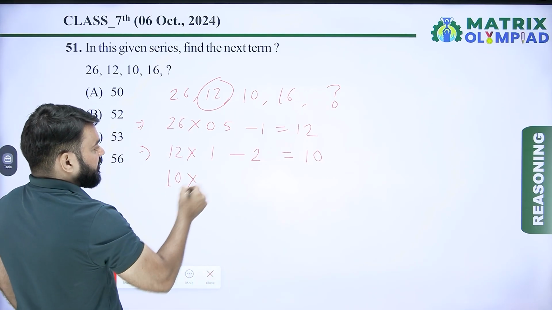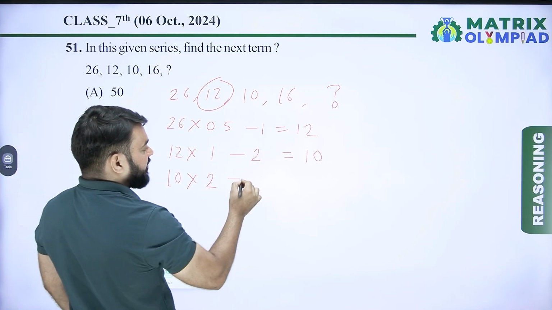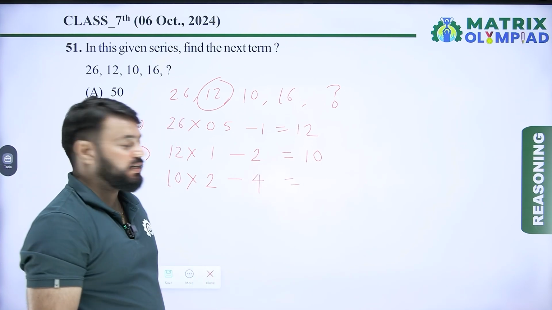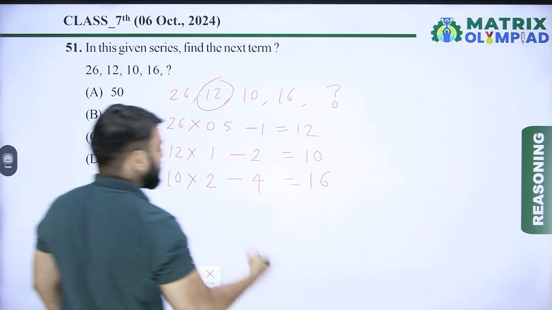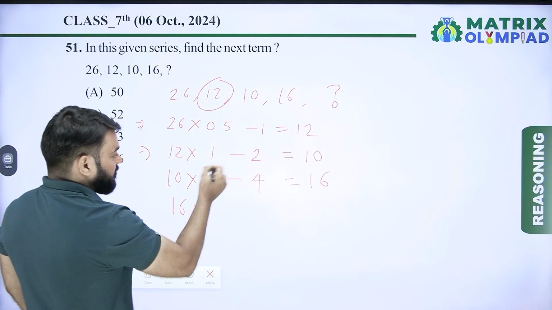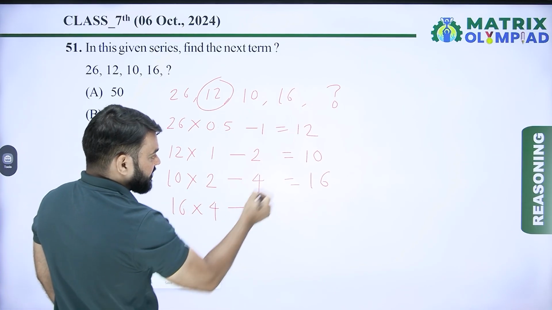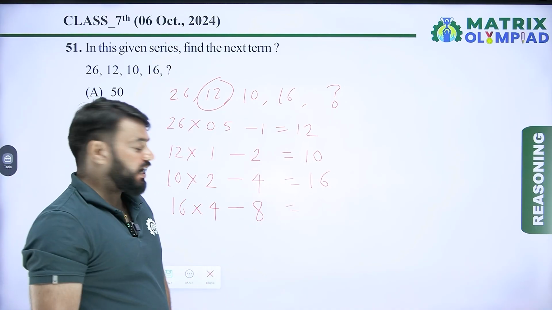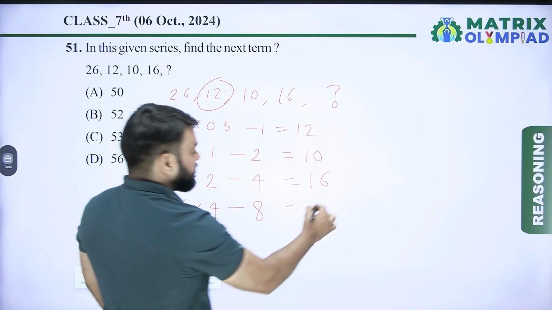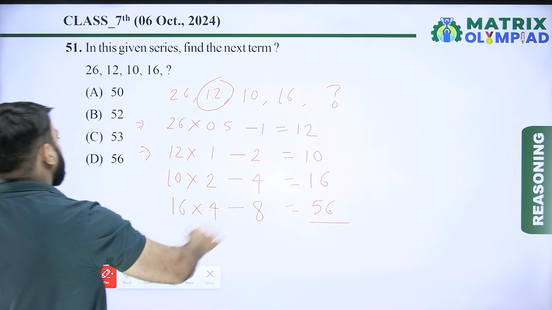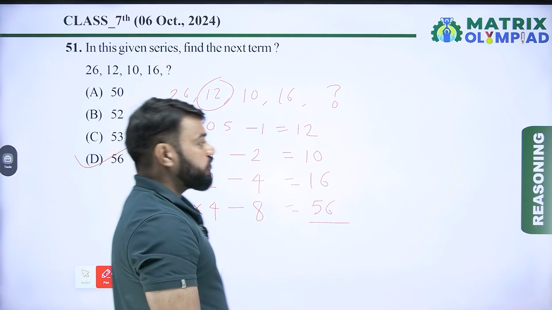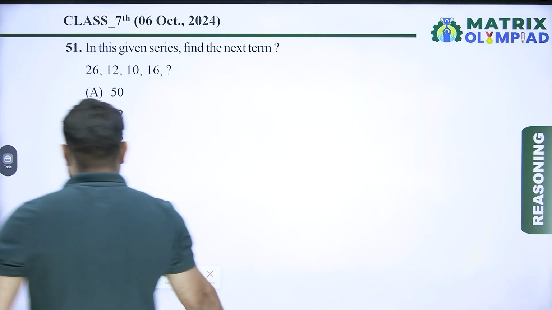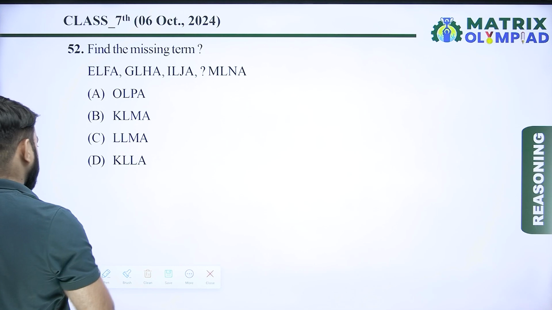Now 10 multiplied by 2, double of 1, minus double of 2, which is 4. So 10 multiplied by 2 is 20, and 20 minus 4 is 16. Similarly, 16 multiplied by double of 2, which is 4, minus double of 4, which is 8. So 16 multiplied by 4 is 64, minus 8 gives 56. So option D is the correct answer of this question, because 56 is the next term of the given series.